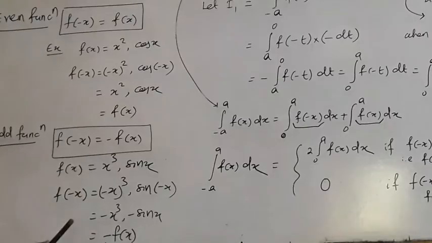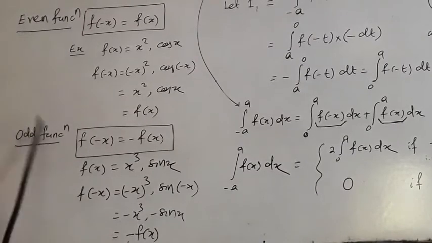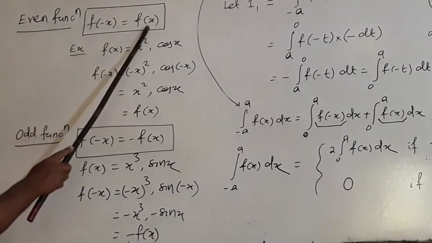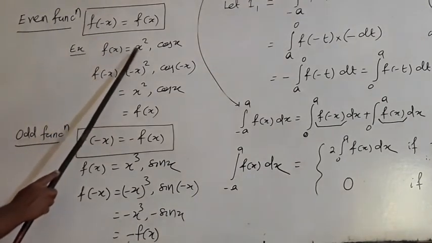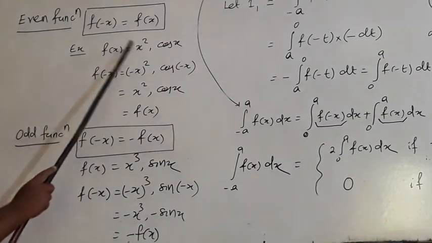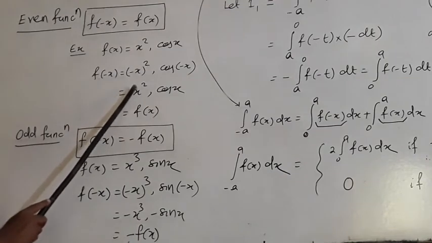Okay. Now I am explaining what an even function is and what an odd function is. Look at here. f of minus x is fx is called an even function. Example, fx is equal to x square. It is what? x whole square. f of minus x is minus x whole square, which is x square.